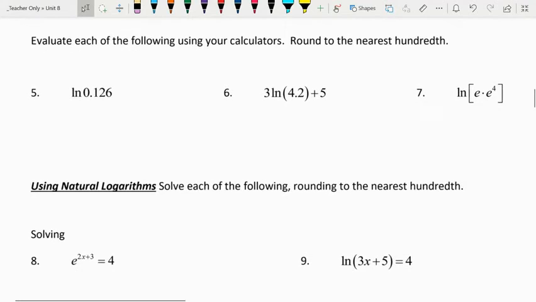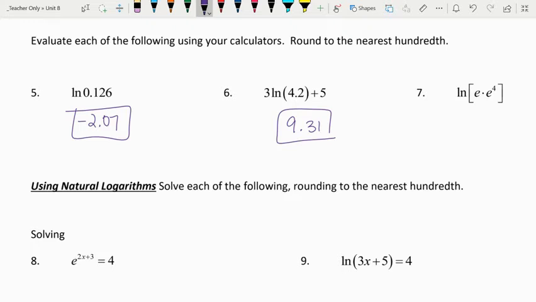So first off, we want to type these into your calculator. Use your calculator to type in ln 0.126. You get negative 2.07 for the first one. Next one, 3 ln of 4.2. Make sure you close your parentheses, plus 5. You should get 9.31.